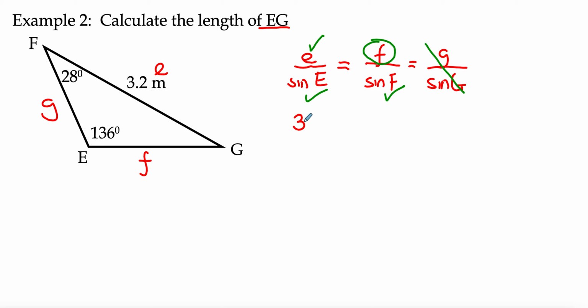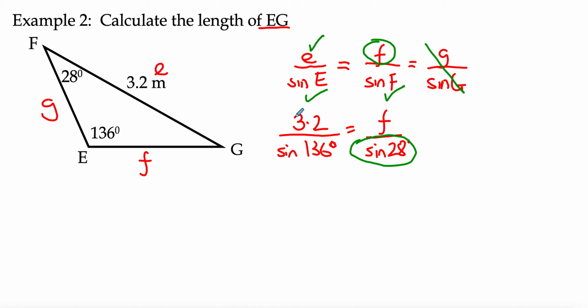So we've got 3.2 for E over the sine of 136 degrees is equal to F, well, we're still calling it f at the moment, and sine capital F is 28 degrees. Okay, this time the unknown's on the right hand side. It's not a big deal. We can see that again this dividing by sine 28 should come up to the left hand side and become multiplied by sine 28, or multiply both sides by sine 28, whatever your algebra is.